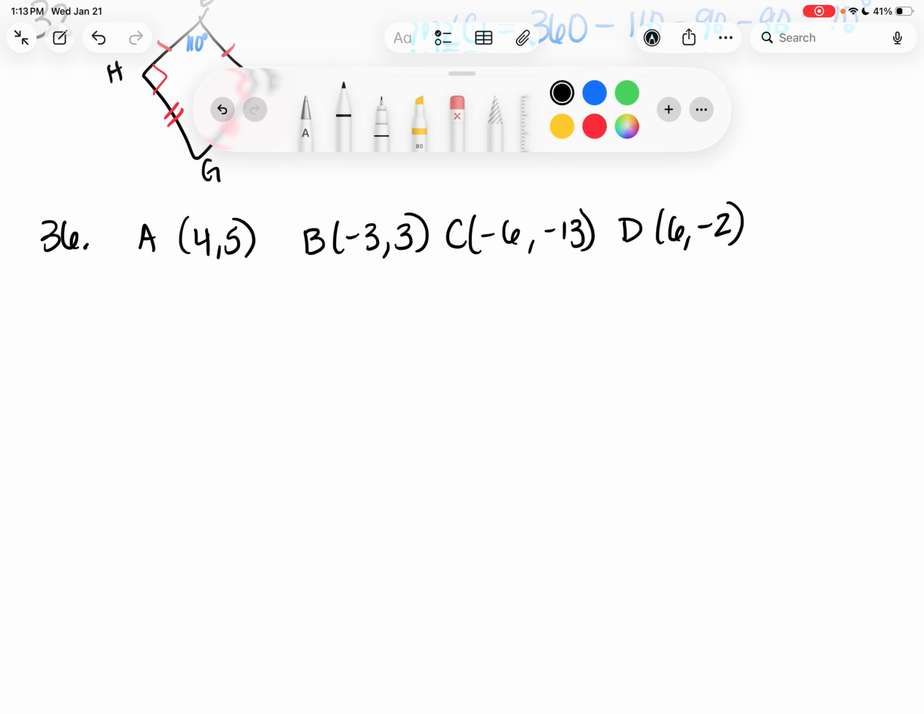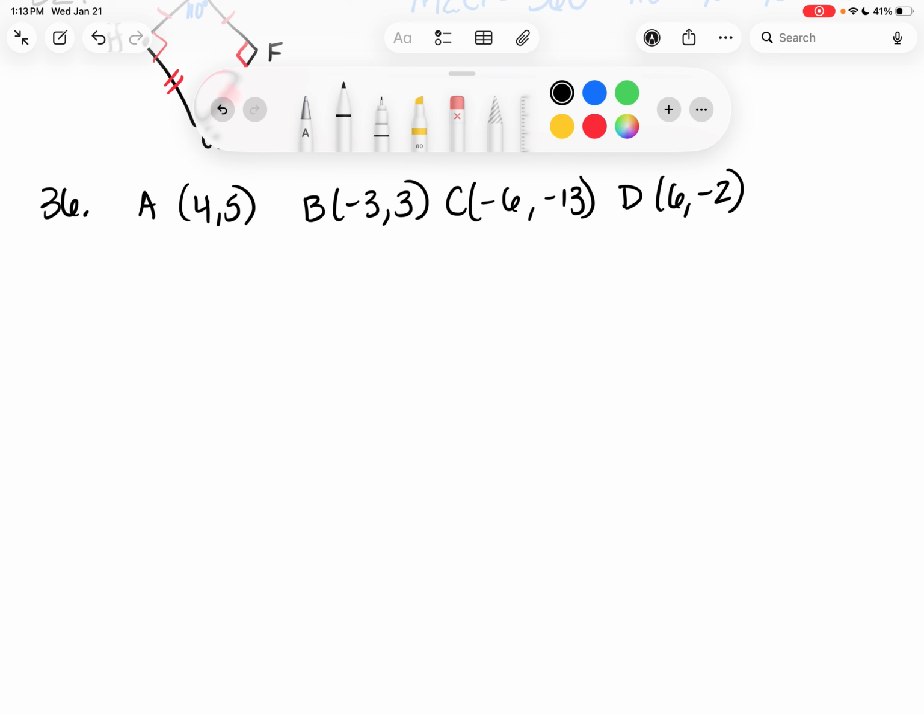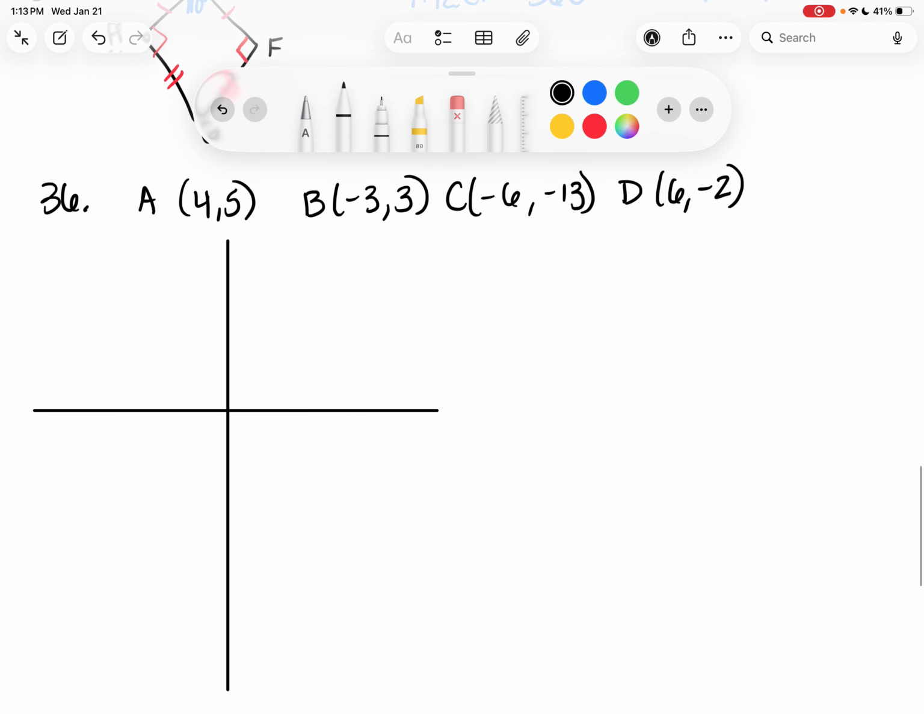So first thing I'm going to do is graph this so I can see it. In the y, I need to go up to like positive 5 down to negative 13, so I'm going to have a pretty big y-axis here. And in the x, it looks like I'm going from basically negative 6 to positive 6. So I'm just going to set this up. If you want to use graph paper, you can. You do not have to.